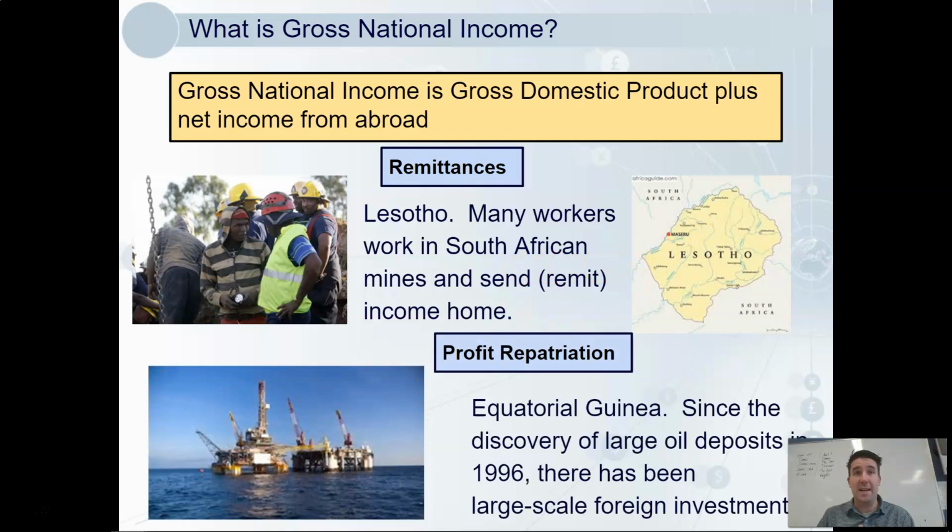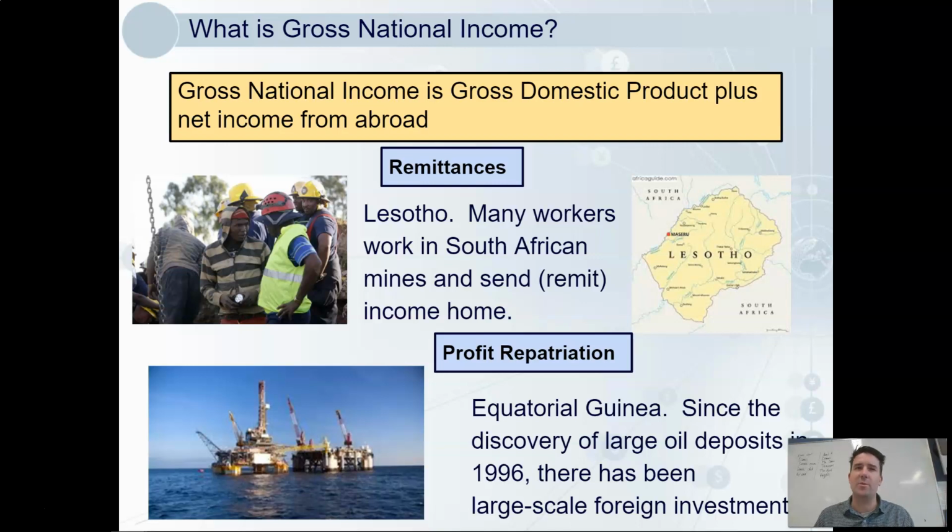Another aspect of this net income is profit repatriation. So we'll look at Equatorial Guinea. When oil reserves were found off the coast of Equatorial Guinea, multinational oil companies came in to extract it and sell it. So while all of the oil exports of Equatorial Guinea count towards their GDP because it's produced in the country, the profits will actually flow out of the country to wherever the shareholders are located. So it might be in the US or Europe. So that will detract from their gross national income.